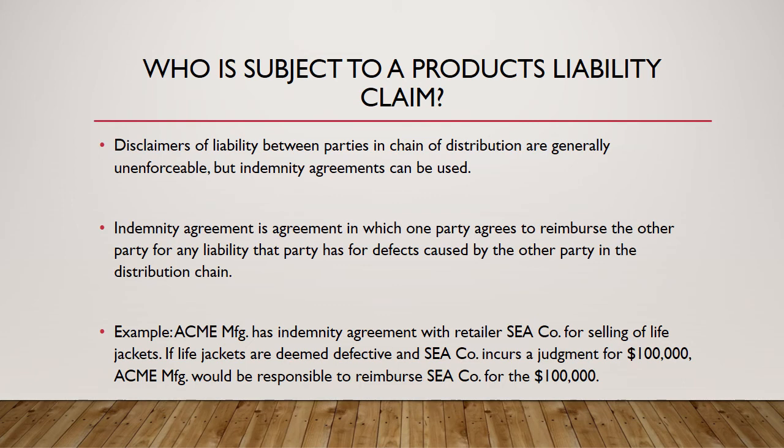So here's the example. Acme Manufacturing has an indemnity agreement with the retailer Seaco for the selling of life jackets. So Acme Manufacturing makes the life jackets, Seaco sells them, and there's an indemnity agreement between them. If the life jackets are deemed defective in a lawsuit and Seaco is found to be liable for $100,000, then under their indemnity agreement, Acme Manufacturing is responsible to reimburse Seaco for the $100,000 judgment that they incurred.